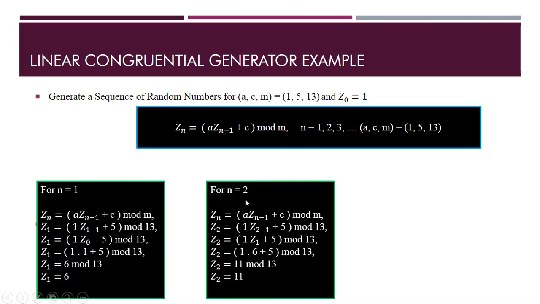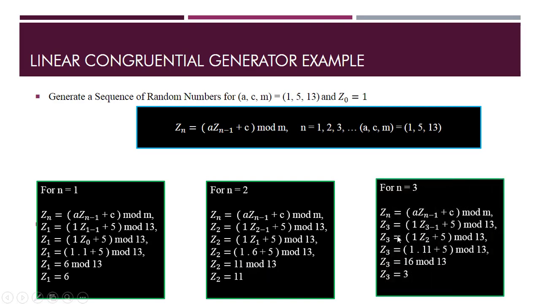Next we compute the value for n equal to 2, that is g2. Here 2 minus 1 is 1, that is g1, and the value of g1 we calculated is 6. Put this value in along with a, c and m. We computed this as 11 mod 13. Again 11 is less than 13, so the value is 11. For the next one we put in the values and got 16 mod 13. Here we divided by 13 and got the mod 3.